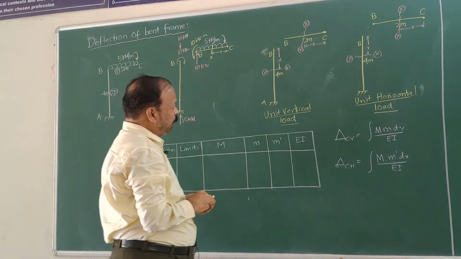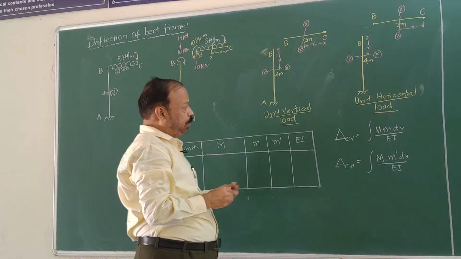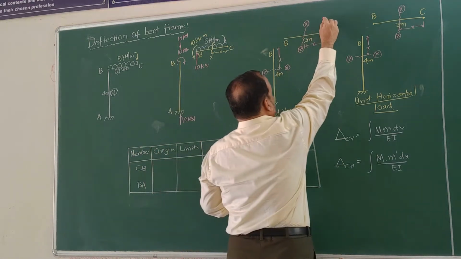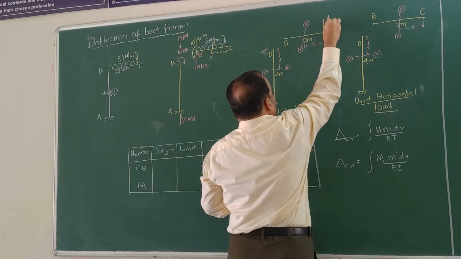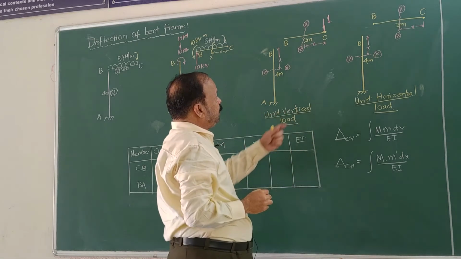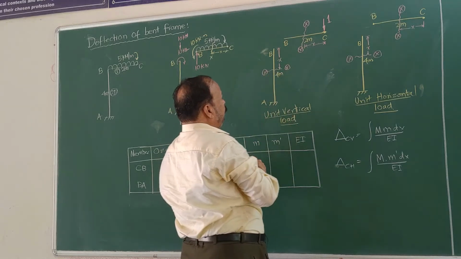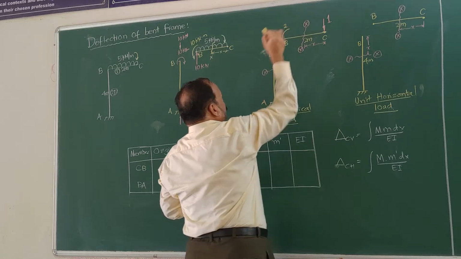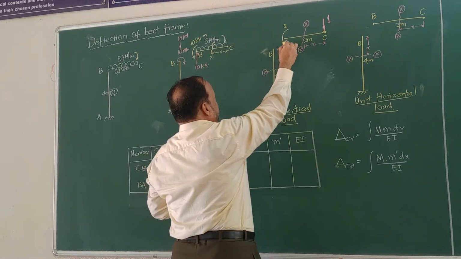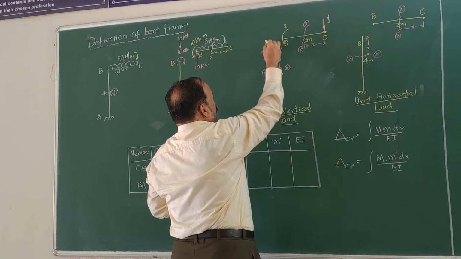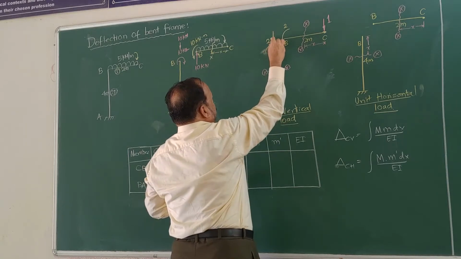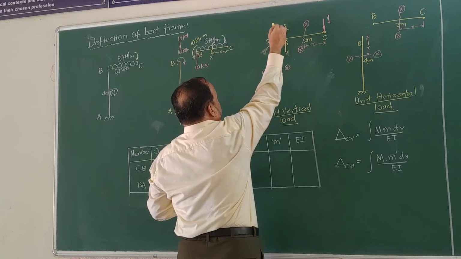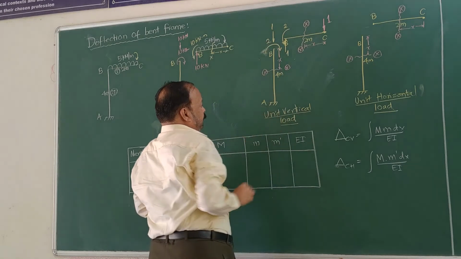Then for calculating the vertical deflection, you are required to apply a unit vertical load at C. So let us see the calculations. At B, the moment will be equal to 1 into 2, that is 2 clockwise. The same is here opposite, that is 2 clockwise. Then for the vertical load, the reaction here is 1 upward, and here the reaction is 1 downward.